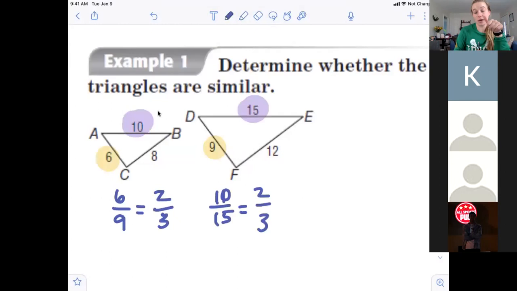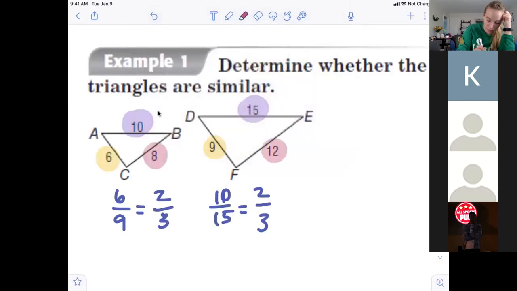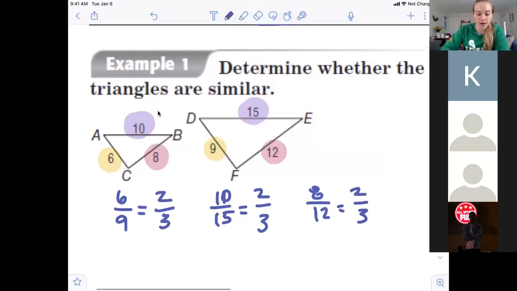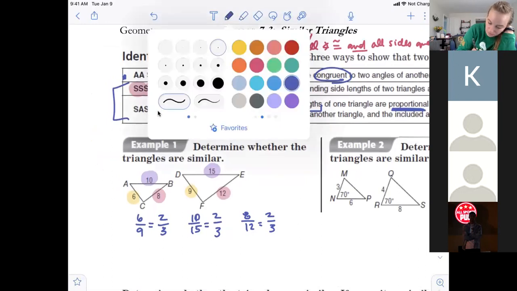Okay, just because we've got 2 that work does not mean we're done. We have to check the third one. So the third side is 8 over 12. 8 over 12, divide by 4, I get 2 over 3. Oh, nice. I don't know anything about the angles, but that doesn't matter. I have here side, side, side similarity because all 3 of the sides are proportional to each other. They have the same scale factor of 2 over 3. So I'm going to write yes.